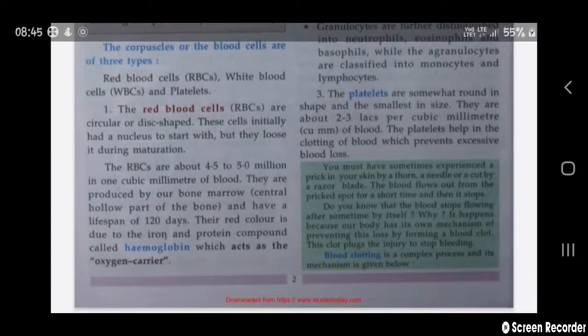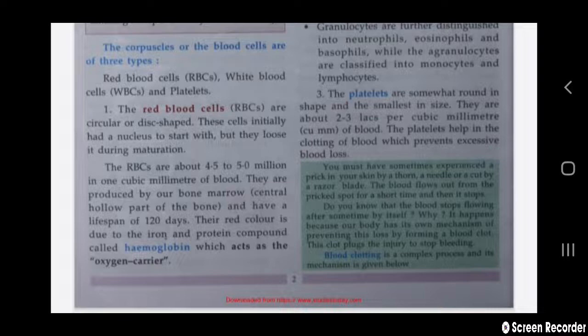Now you have learned about red blood cells and white blood cells. The final one of the blood cells, the third one, is platelets. They are round in shape and very small in size. They number about 2 to 3 lakh per cubic millimeter of blood.